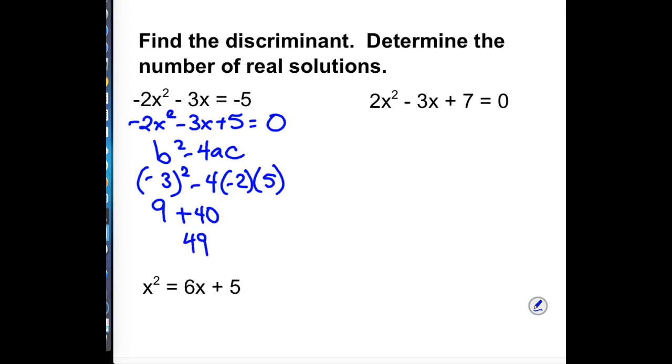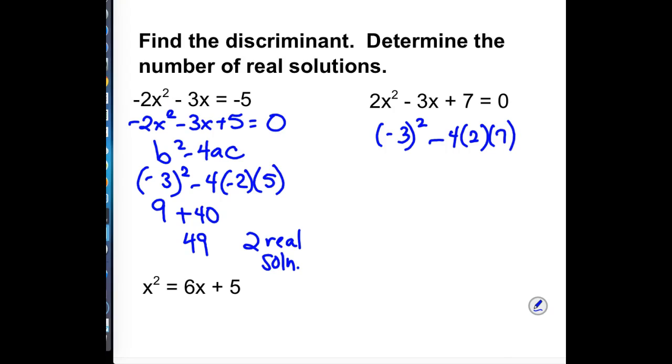And because I'm getting a positive answer, that tells me what? I get 2 solutions and they are real. Means if I graphed it, I would actually see it crossing the x-axis in 2 spots. Our next one here. B squared minus 4ac, we already have it equal to 0, so I'm going to go ahead and dump them in. Negative 3 squared minus 4 times 2 times 7.